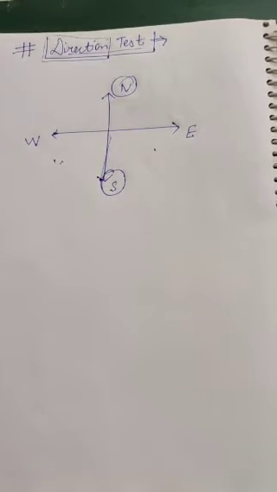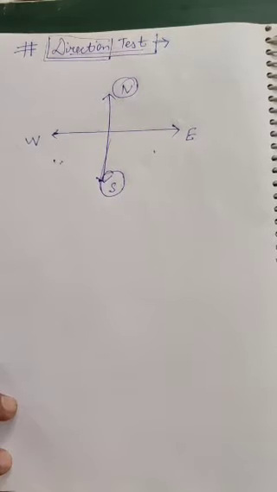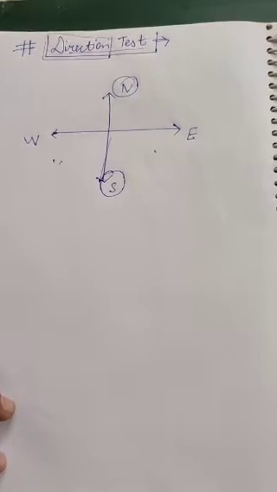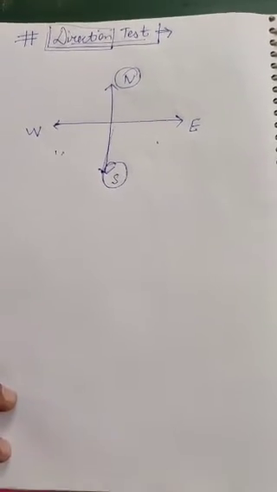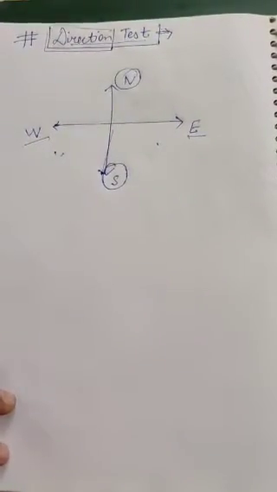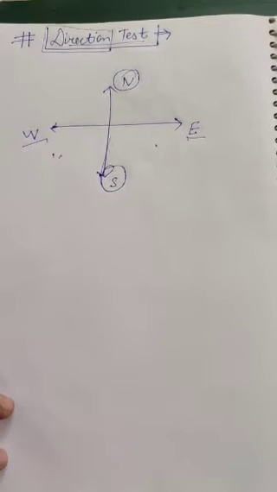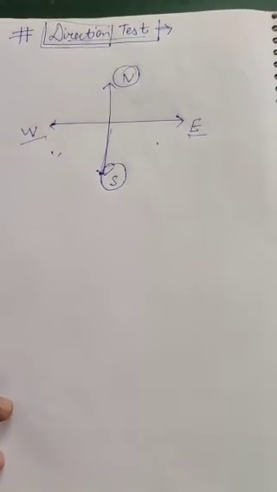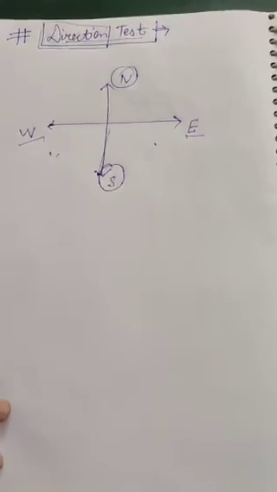There are many types of questions that can come from the direction test, and we should know the basic concepts of the direction, and some basic terms like from where the sun rises and from where the sun sets. For example, the sun rises from the east and sets in the west. It will not be mentioned in the question; you have to analyze that the sun always rises from the east and sets in the west.